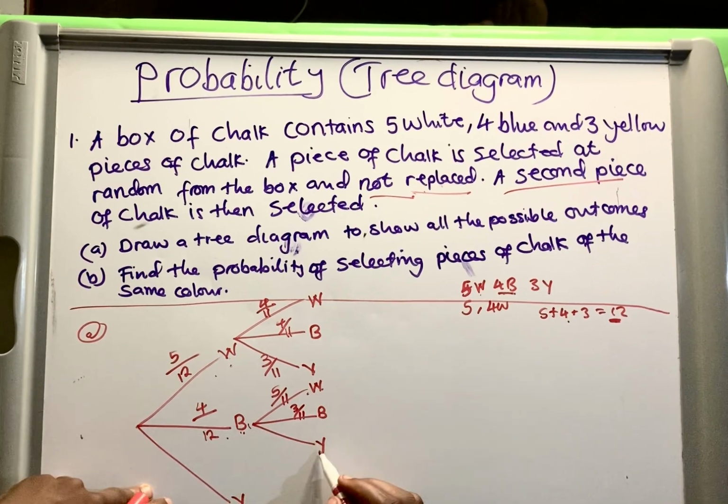And then next, we have the probability of picking yellow. How many yellow do we have? We have 3 over the total 11. Okay, we got the last part.